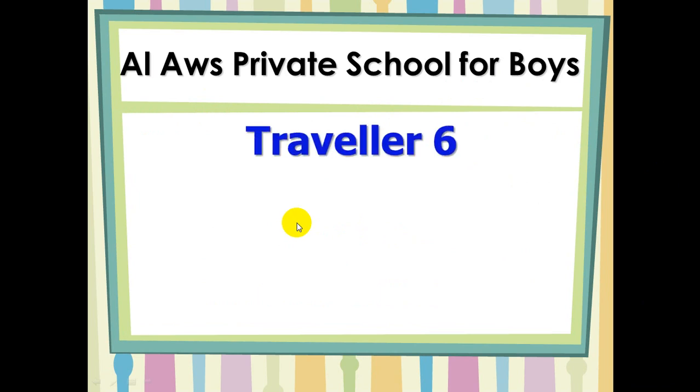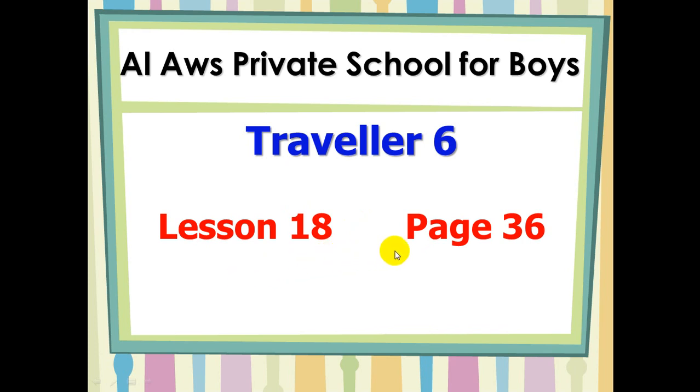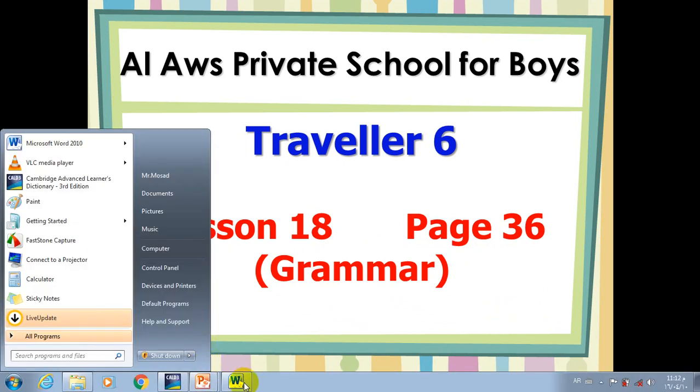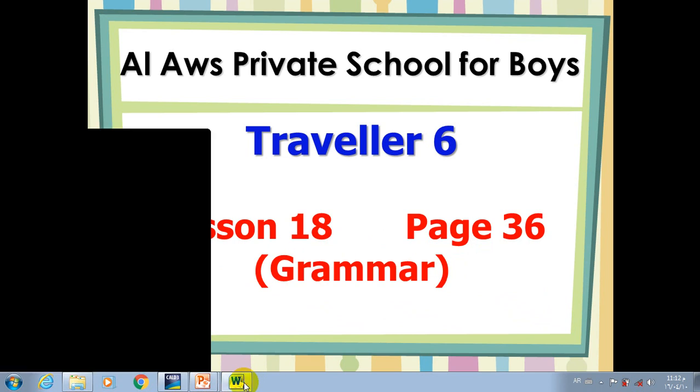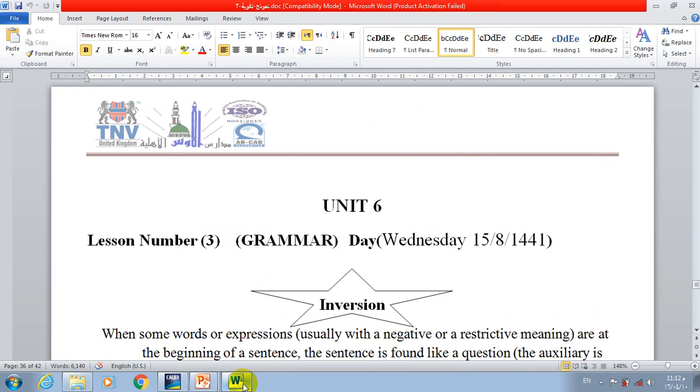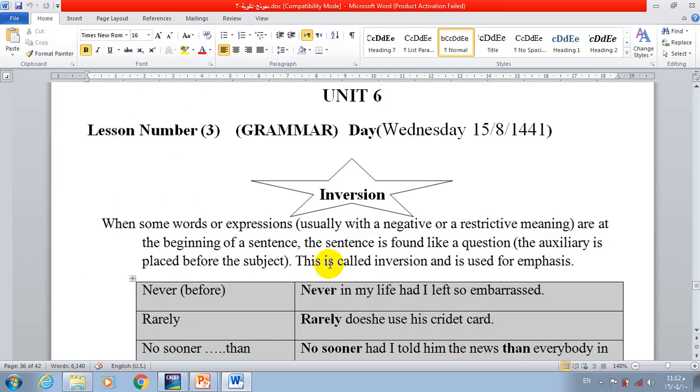Our lesson today is for Traveler 6, Lesson 18, page 36, Grammar. Now let's go to the notes on this page. Please open your notes on page 36 and follow me to explain the rule. Okay, let's start. Our rule today is about inversion.